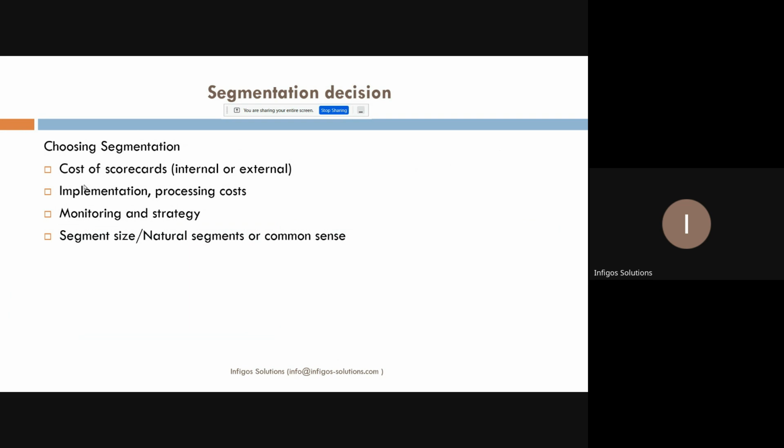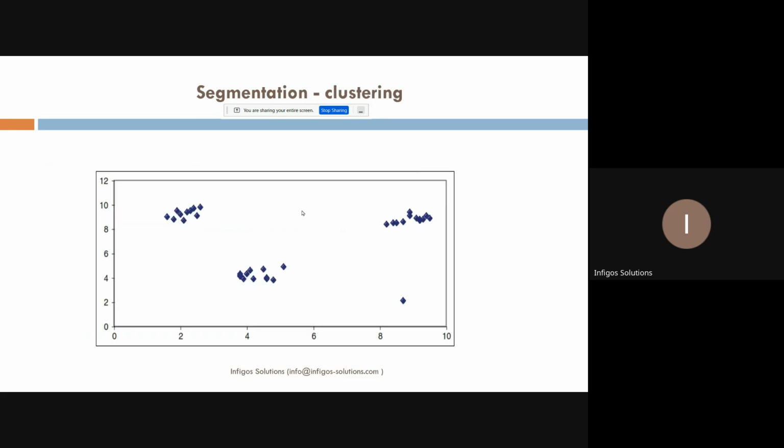So there are multiple factors in deciding whether to do segmentation and whether you can build so many scorecards. What is the build cost of a scorecard? What is the processing cost? What is the implementation cost? What is the monitoring and strategy cost? What is the segment size? Then it makes sense. If a segment is too small, you will not do it. So these are the factors based on which you decide whether to do segmentation or not.